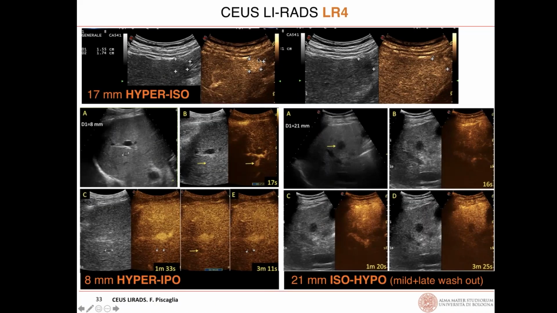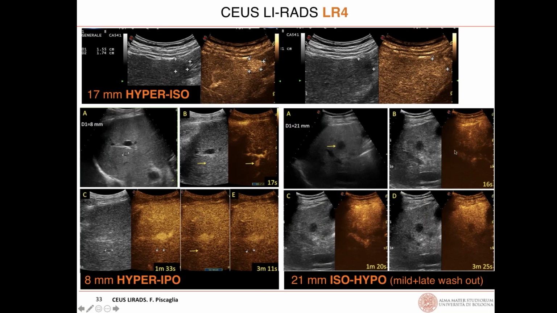Some examples: 17 millimeter lesion, hyperenhancing in the arterial phase, but no washout at all in the later phases. This is a tiny lesion, 8 millimeter hyperechoic lesion, hyperenhancing in the arterial phase, and mild washout at about 2 minutes. So late onset after 1 minute, because you see that at 1 minute and a half there is no washout, and mild. But since it is less than 1 centimeter, this is LR4.